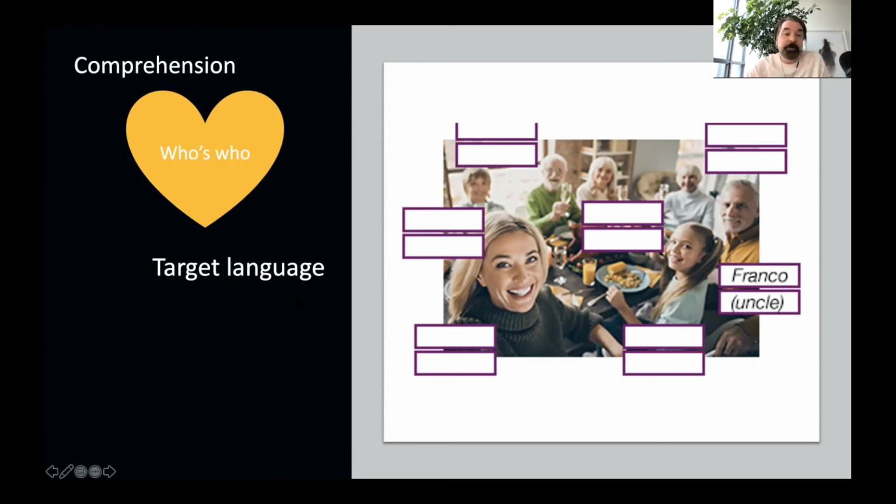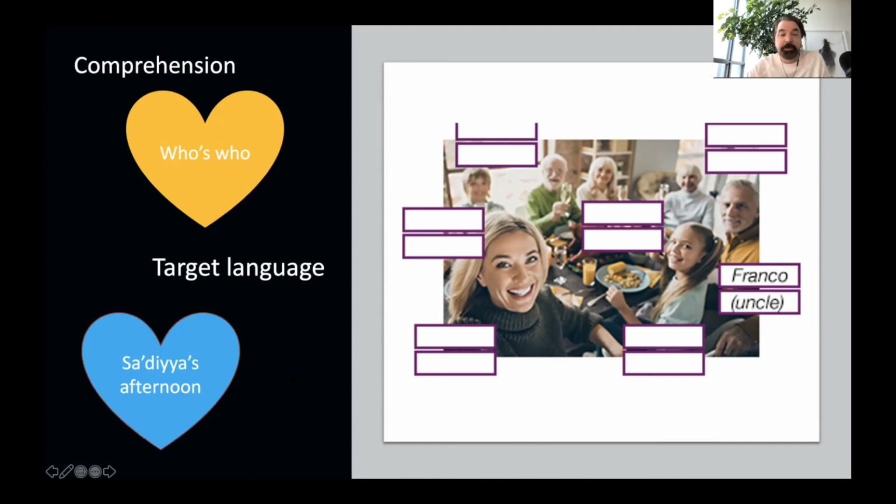but a follow-up activity could be talking about Sadia's afternoon. Before Sadia went to work, what did she do during the afternoon that led up to this occasion? What types of household activities did she do? Did she bake the bolo de rolo? Did she have some interaction with her kids, her wife, her mother-in-law?